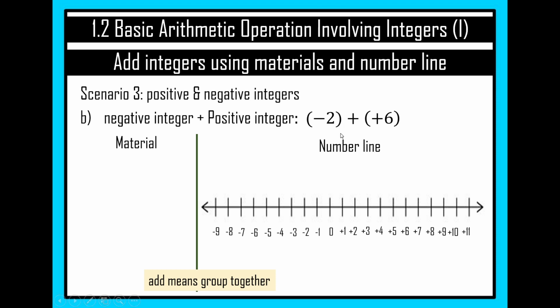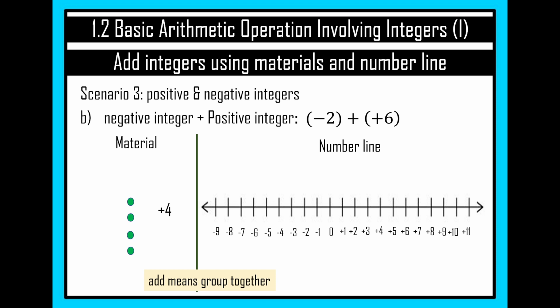Negative 2 plus positive 6. Negative 2 means 2 red circles. Positive 6 means 6 green circle. So if you look carefully, we got 2 sets of 0 pair. And because this doesn't add value, we're going to take them away. And now we have finally left with positive 4.